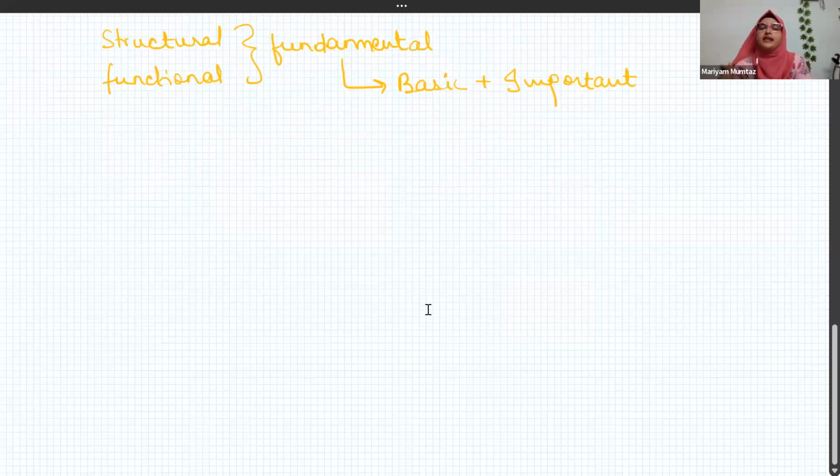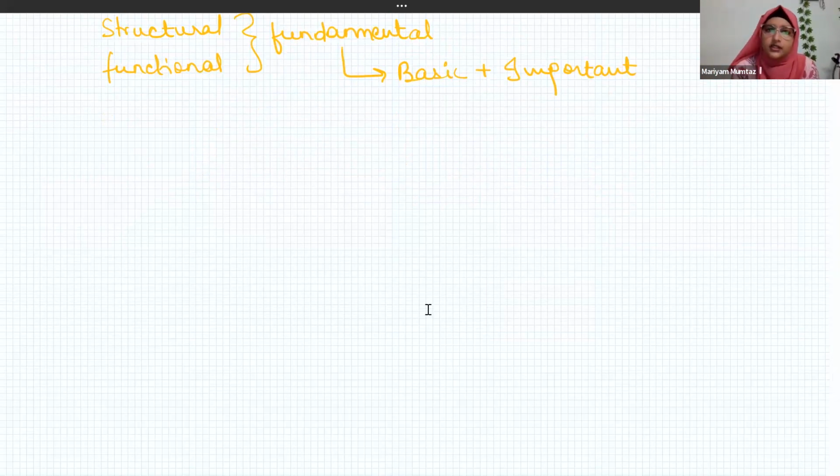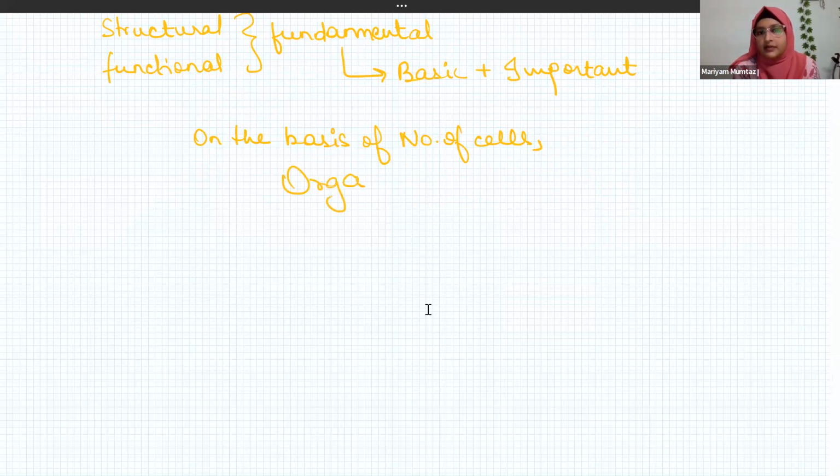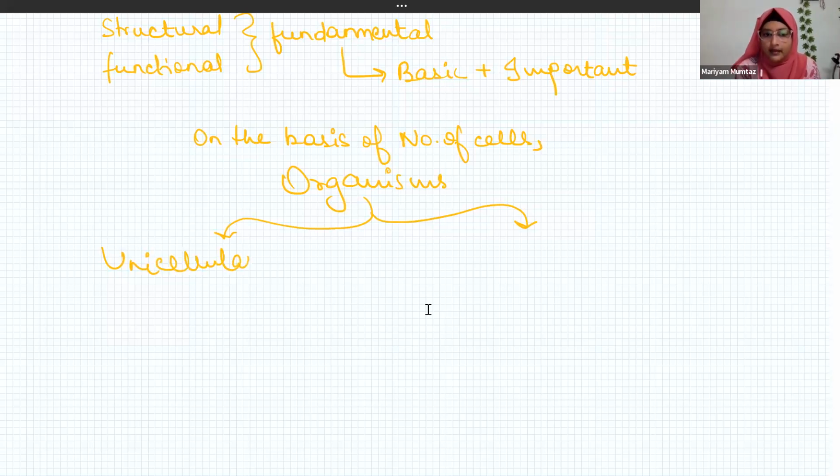On the basis of the number of cells, organisms can be divided into two types. One is unicellular and the other one is multicellular. Multicellular. You should write it down. Whatever I'm writing, note it down.